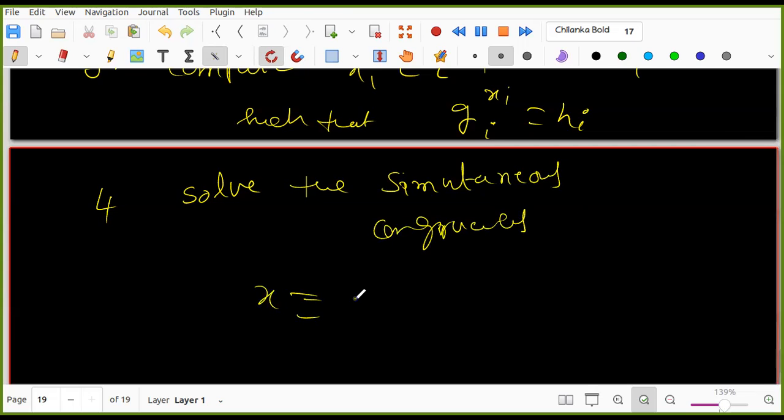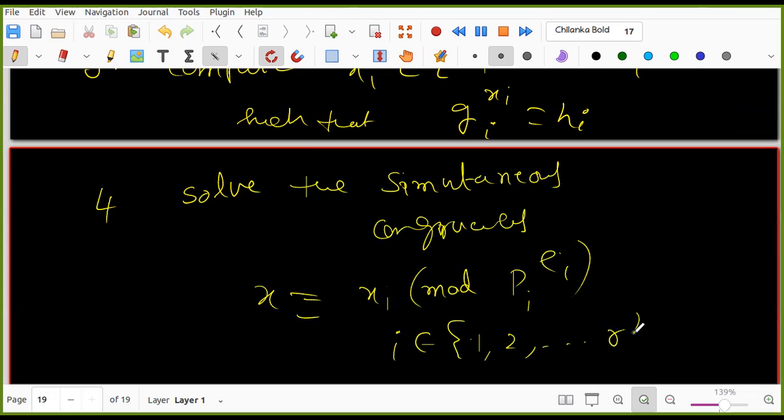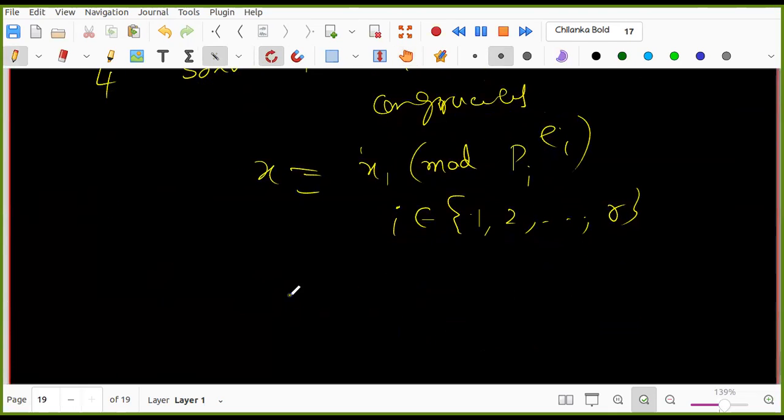X is congruent to xi mod pi power ei. Now, by the Chinese remainder theorem, I'll get a solution. That is my X. So theory wise, it's okay, but computing even pi power ei is complicated unless pi is a small prime. So, Chinese remainder.